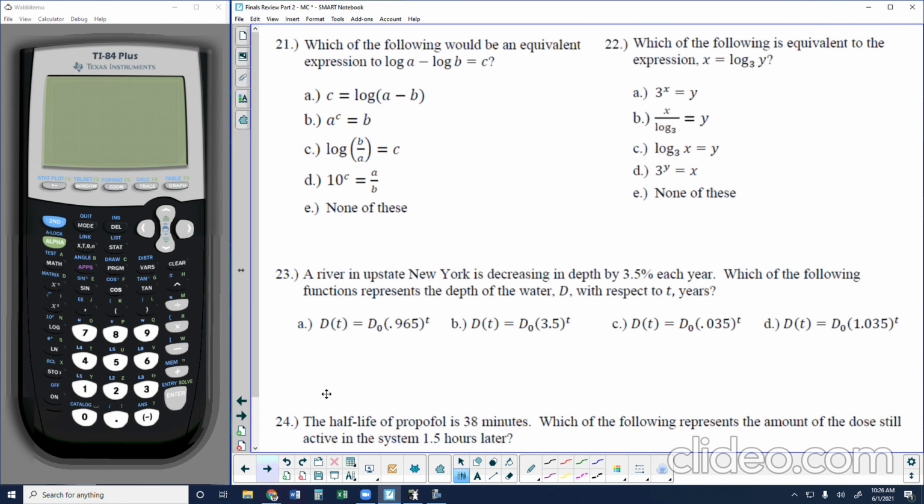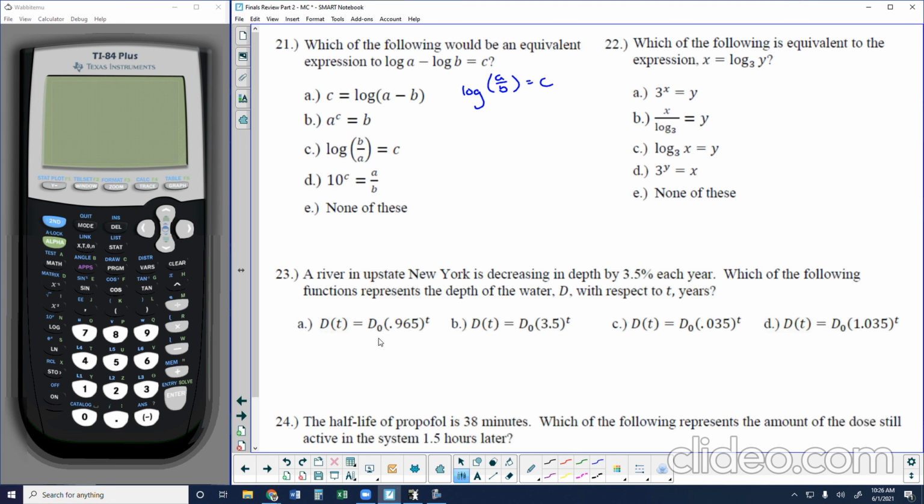Let's take a look at some more examples. Problem number 21, we get into logarithms. It says, which of the following would be an equivalent expression to common log base 10 of a minus log b equal to c? So we have a variety of options here. Now let's think about some things that we could do here. If I use my properties of logarithms, I can combine these two logarithms. Using one of those properties, it tells us that when I subtract two logarithms with the same base, their input values may be divided, a over b. And that would be equal to c.